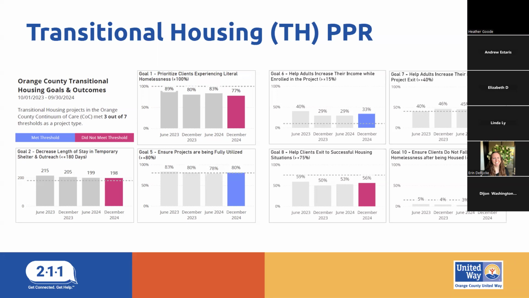I'm going to be adding a link into the chat. Please take some time to review and please provide your feedback. The reason we also want to adjust the goal 10 measure is so that it also matches our other PPR, which is currently at 7%. And please feel free to add questions in the chat or unmute yourself if you would like to share some feedback. There's also a feedback text box in the survey as well.